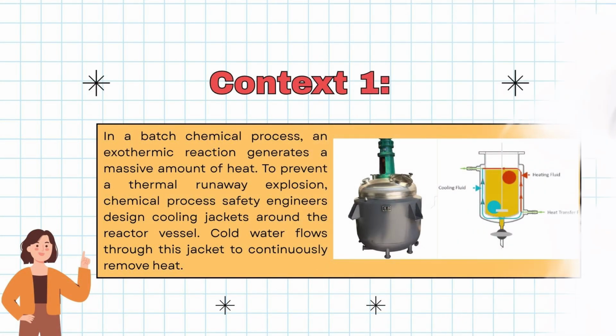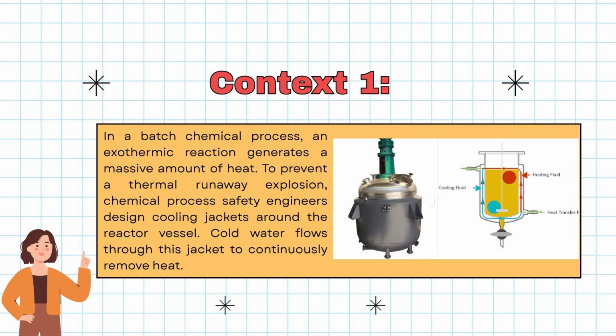For context 1, in a batch chemical process, an exothermic reaction generates a massive amount of heat. To prevent a thermal runaway explosion, chemical process safety engineers design cooling jackets around the reactor vessel. Cool water flows through this jacket to continuously remove heat.